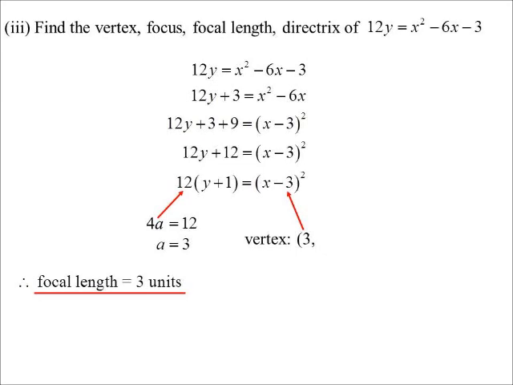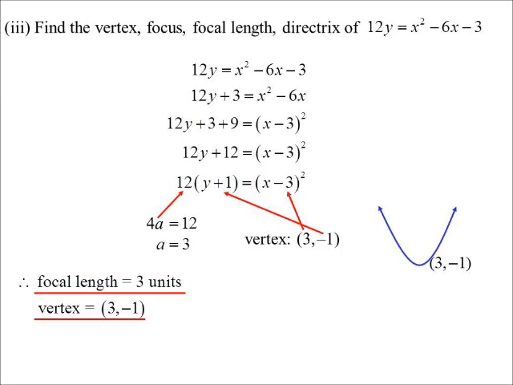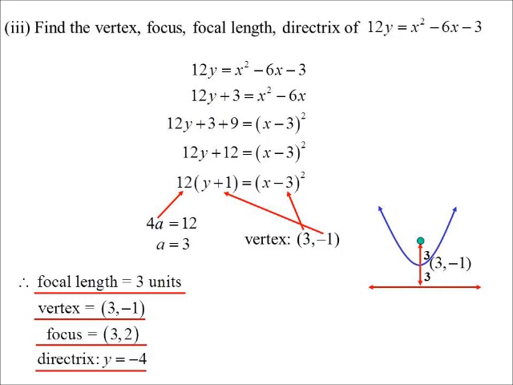The vertex now I can read from my equation. I know it's shifted, the x value is shifted to 3. The y value, remember when it's grouped with the y, what makes that equal to 0? So it's gone to minus 1. So there's my vertex. Now, again, I'll draw myself up a little picture. It is concave up. We just said the vertex was (3, minus 1). Focus will be a units above. We said a was 3. So, okay, focus is (3, 2). Directrix will be a units below, so directrix will be y equals minus 4.